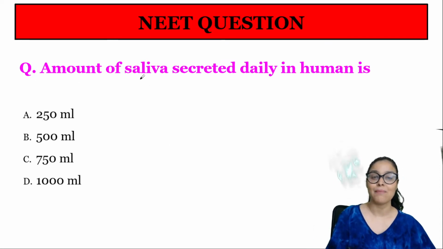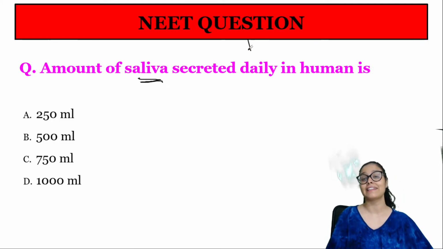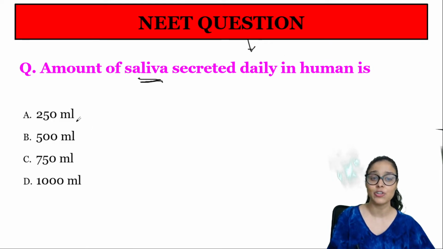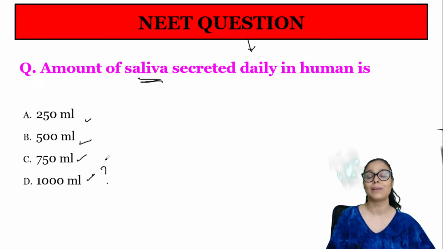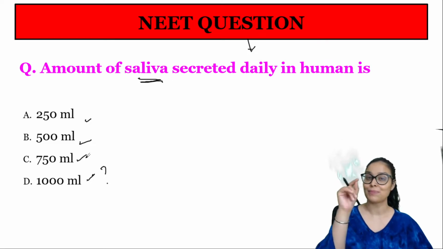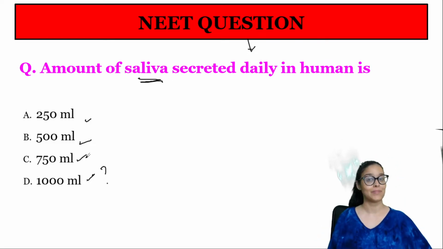Next is the amount of saliva secreted. Again, this is a NEET question. Secreted daily in humans is 250 ml, 500, 750, or 1000? What will be the answer? You will write it in the chat box, comment box, because I have already told you the number, right?